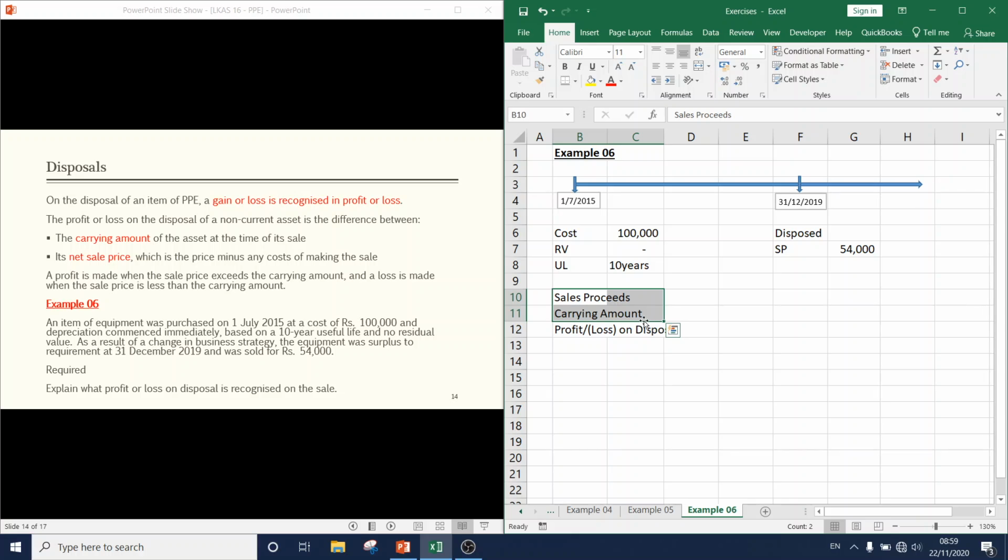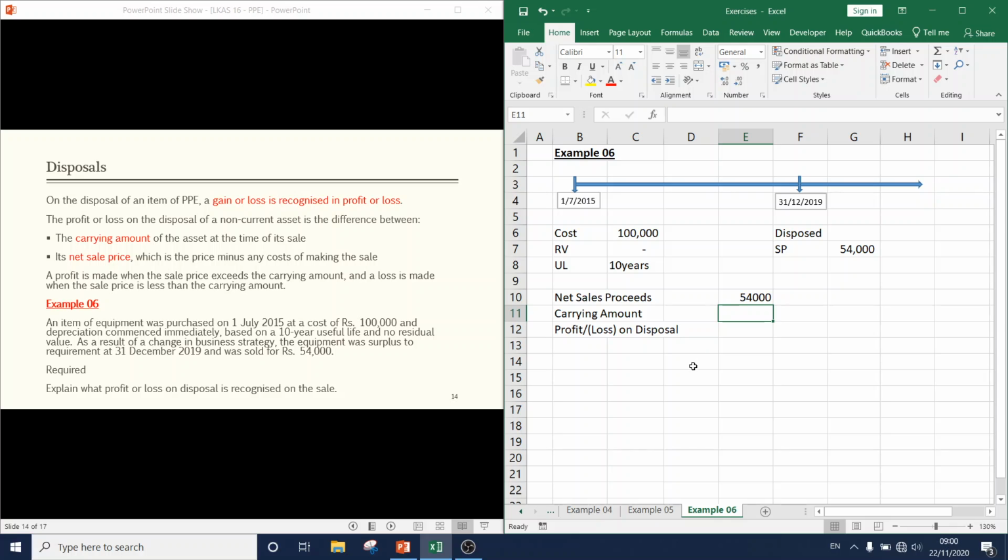These are the two figures we need to know in order to determine whether we have a profit or a loss from disposal. The sales proceed amount is 54,000, and we have not borne any cost to make this disposal happen, therefore no deductions. Otherwise we would need to consider the net sales proceeds after deducting such expenses. So this should actually be net sales proceeds of 54,000.